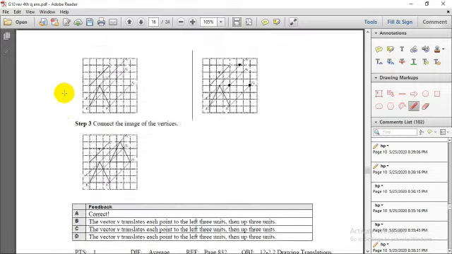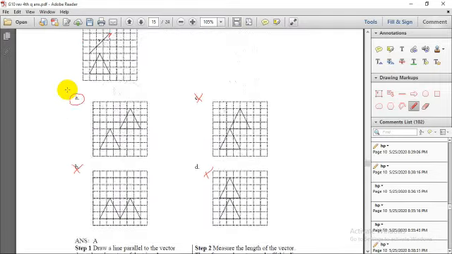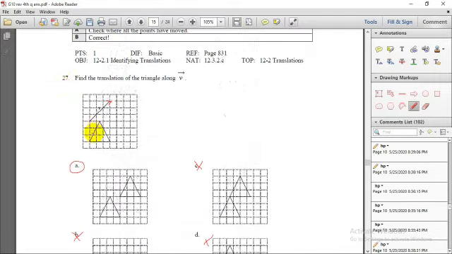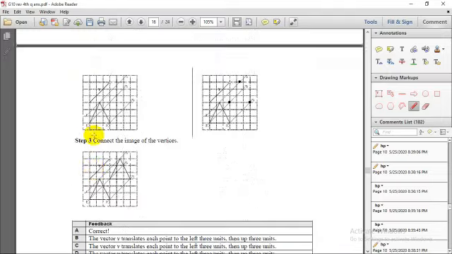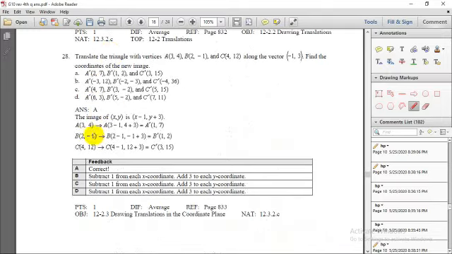We finished till number 27. We're going to start from number 28. Here, translate the triangle with vertices ABC along the vector. What did we say about the vector, what are we going to do with this vector? We're going to use this vector as an ordered pair, so this is x and this is y.